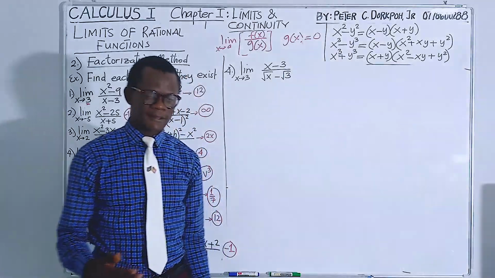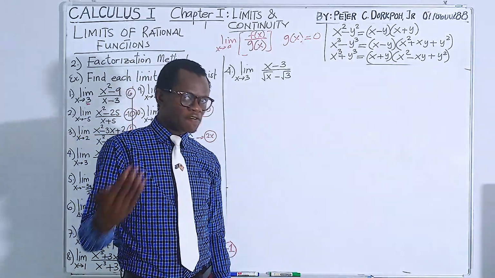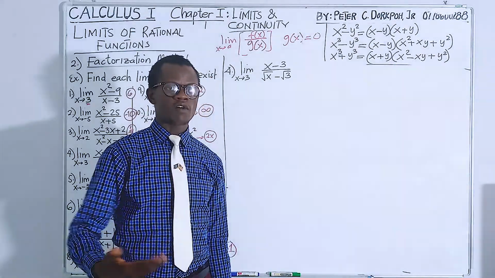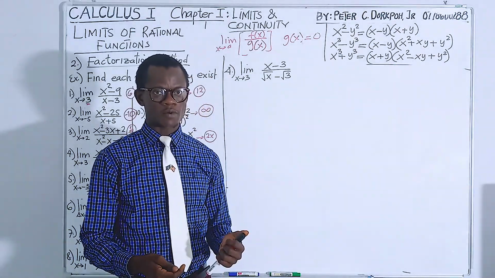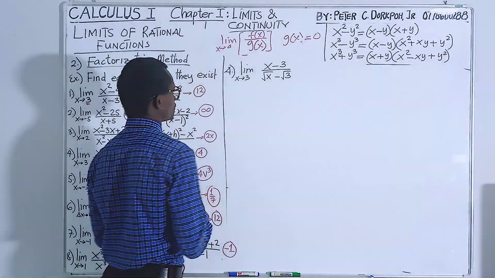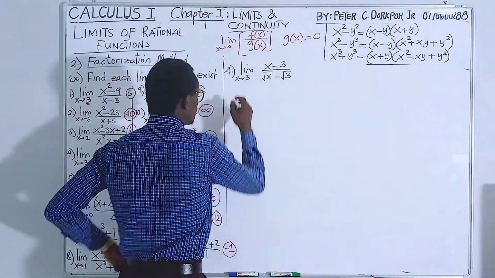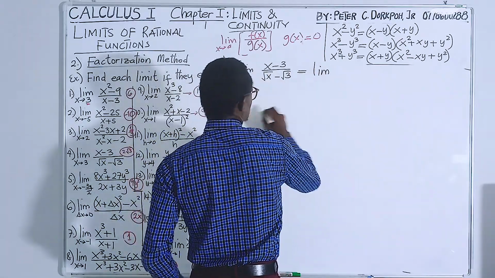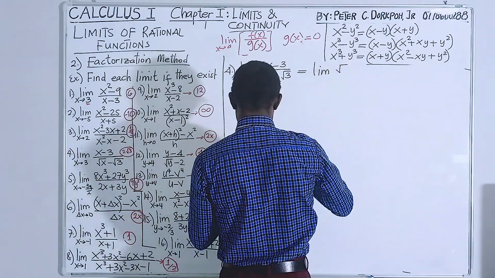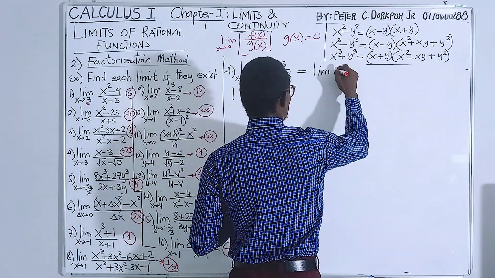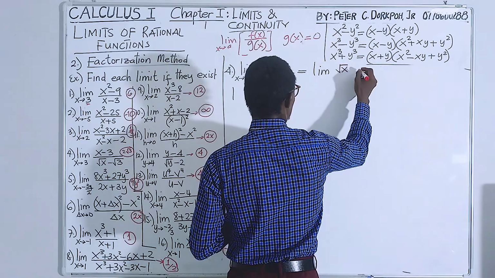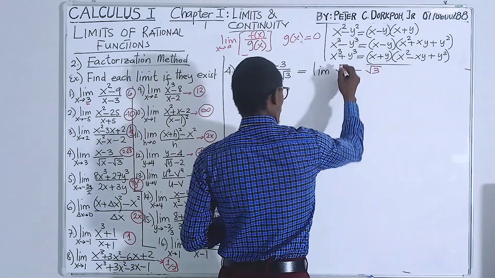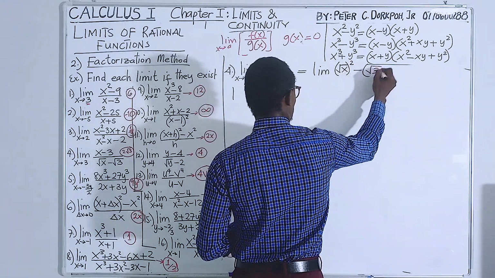The only thing is that most of them are not factorable over real numbers, and some of them are also factorable over real numbers, but they are factorable, right? So now, let's look at this one. Do you know that we can rewrite the numerator expression as the square root of x minus the square root of 3, all raised to the power of 2.